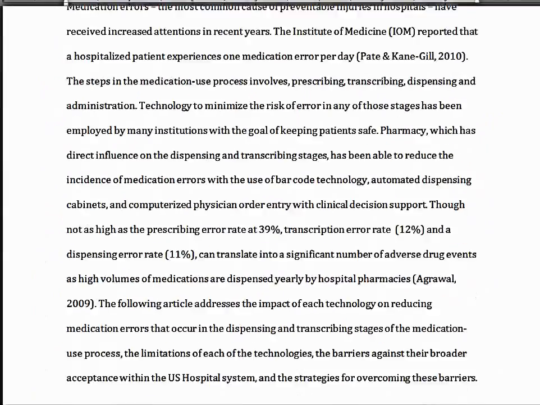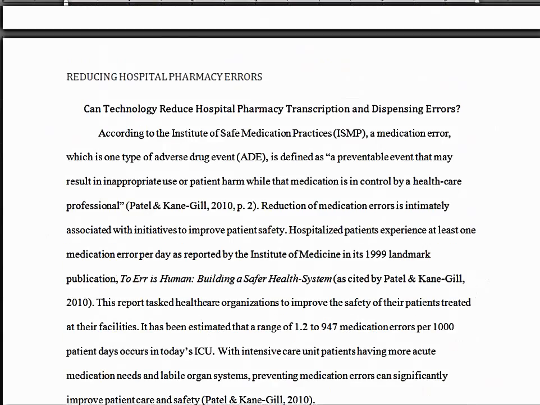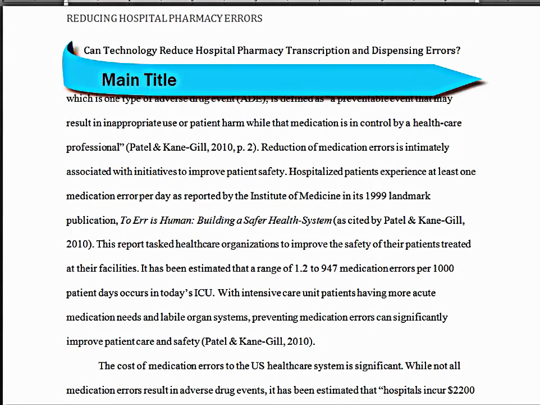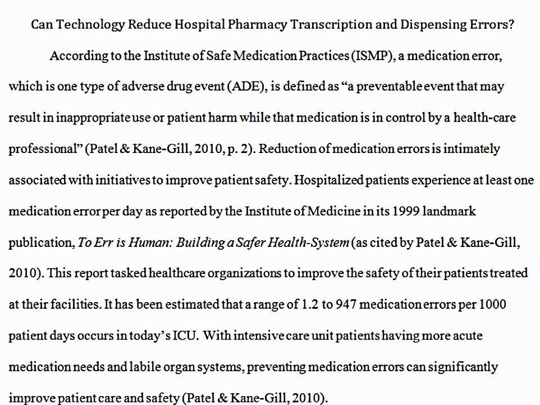The next page after that is the first body page. Notice that Chris repeated his main title at the top of the page. Can technology reduce hospital pharmacy transcription and dispensing errors? And then comes the introduction to the problem. Let's read a little bit.